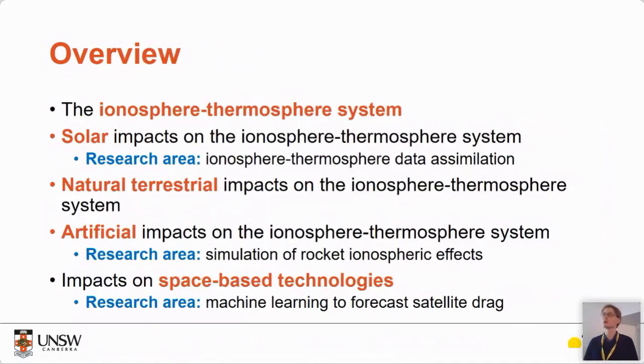So in this presentation, I'm going to start out giving a brief overview of the ionosphere-thermosphere system, talk about how changes in the Sun impact that system, also mention some ways in which terrestrial and lower atmospheric phenomena can affect the ionosphere-thermosphere system, then talk about some anthropogenic causes of variability in the ionosphere and thermosphere, before talking about how space-based technologies are affected by space weather.